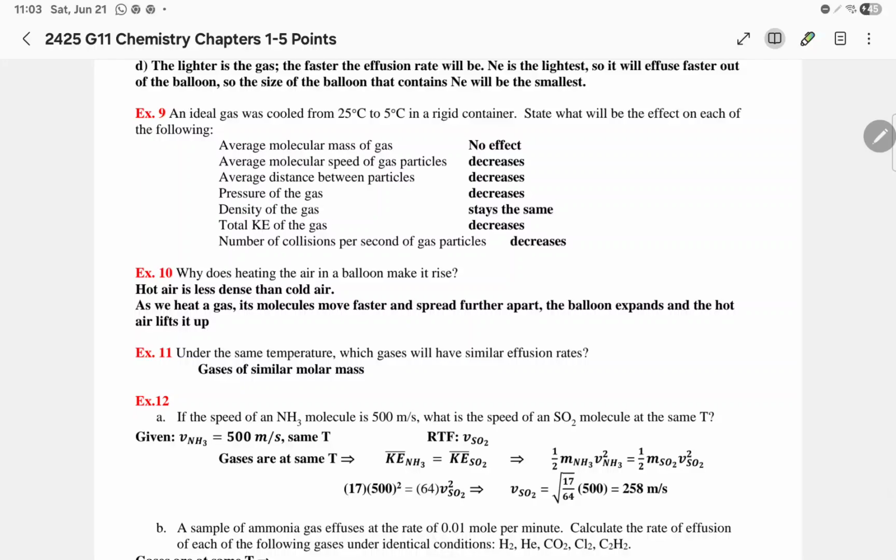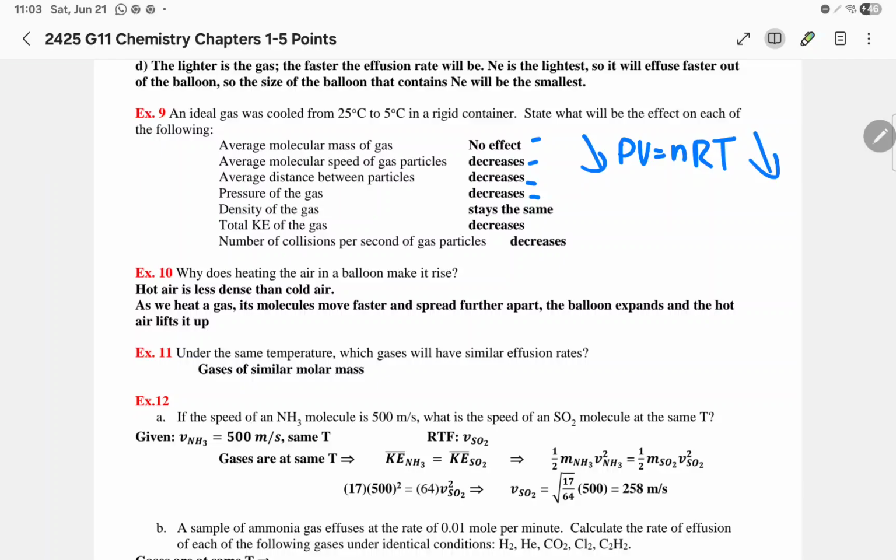Now, an ideal gas was cooled from 25 to 5 in a rigid container. State which will be affected in each of the following. Average molecular mass will have no effect, because what's the temperature going to do to the mass? Average molecular speed is going to decrease, because the more you decrease temperature, the lower the speed. Average distance is also going to decrease, because they have less kinetic energy to move. Pressure is going to decrease, because PV equals nRT. If T decreases, pressure decreases. Density is going to stay the same, because it has nothing to do with temperature.